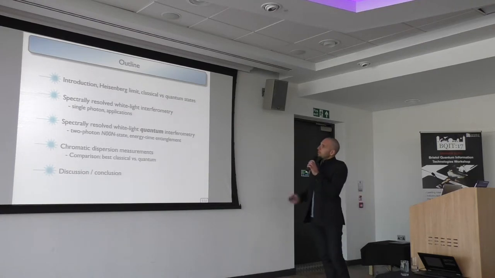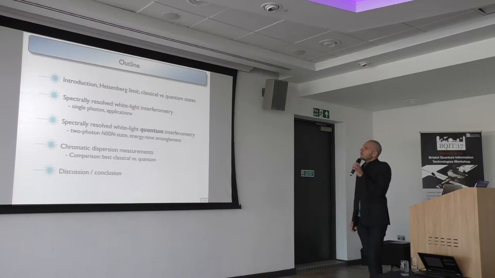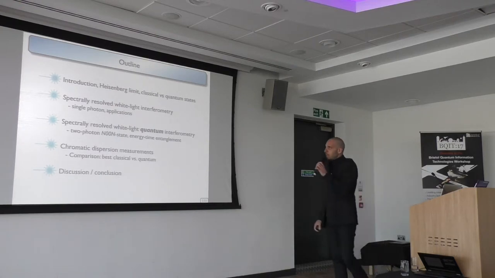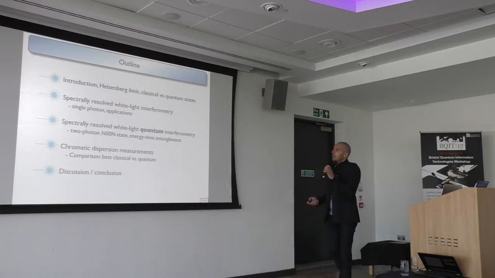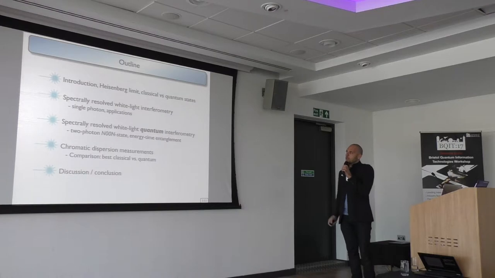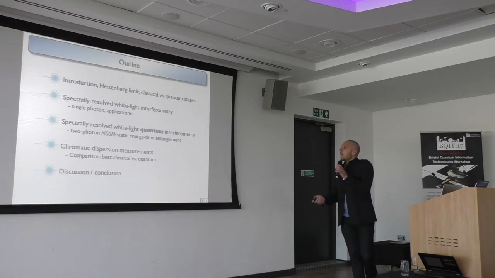First, I will briefly go back to the Heisenberg limit and try to focus on the differences that we can have between classical and quantum states. Then I will recall what spectrally resolved white light interferometry is, so classical, with single photons, and the various applications that this type of system answers.